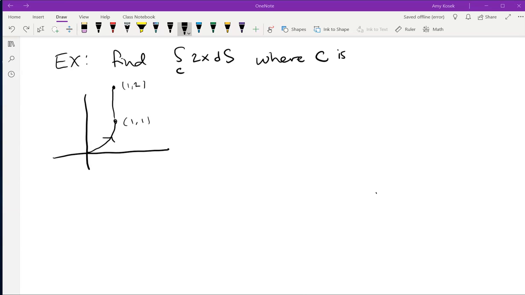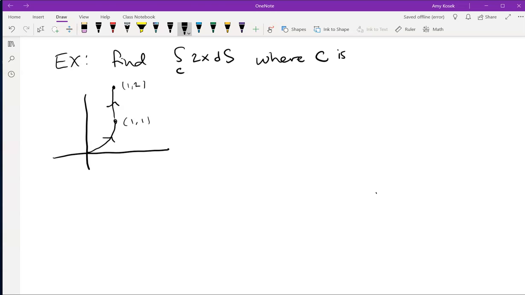For another example of a line integral, let's find the line integral over c of 2x ds, where c is this curve drawn below. So we've got this parabola region from (0, 0) up to (1, 1), and then we've got a straight line from (1, 1) up to (1, 2).